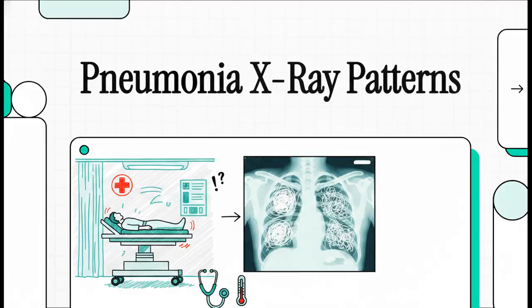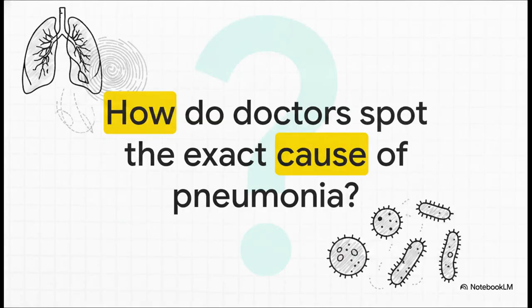Let's get into it. So the big question we really need to answer is, how on earth do emergency doctors spot the exact cause of pneumonia on a simple black and white x-ray? I mean, it kind of feels like looking for a needle in a haystack of gray shadows, right? Well, it turns out different microbes actually leave very distinct fingerprints behind on the lung tissue. And today, we're going to learn exactly how to spot them.